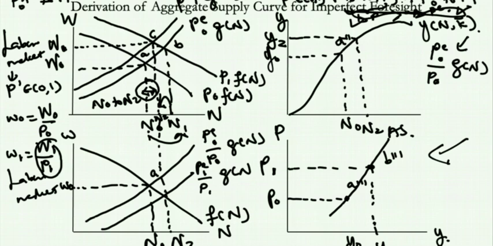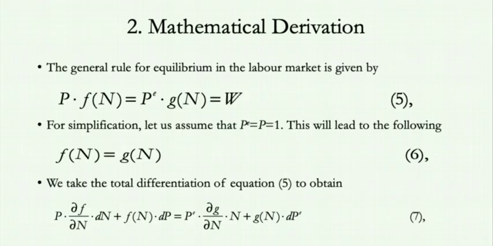Alright, so I have explained to you using graph for all three different cases. Now I need to move to the second method, which is more applicable to the master level in this university. That is mathematical derivation of aggregate supply. Now, mathematical derivation of aggregate supply, you have to look at it carefully.